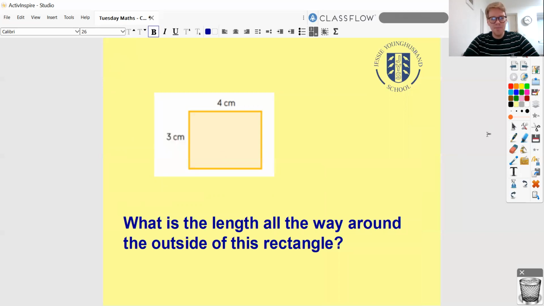Yeah, last one. Can you have a good think about what the length all the way around the outside of this rectangle would be? Might need to do a bit of adding up for that.